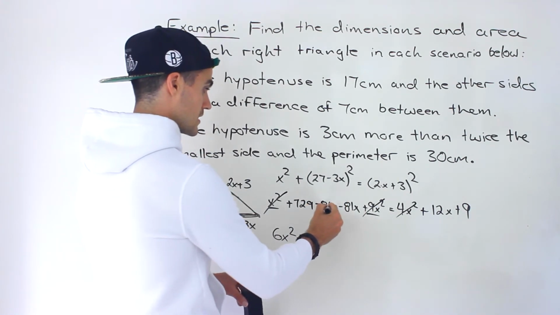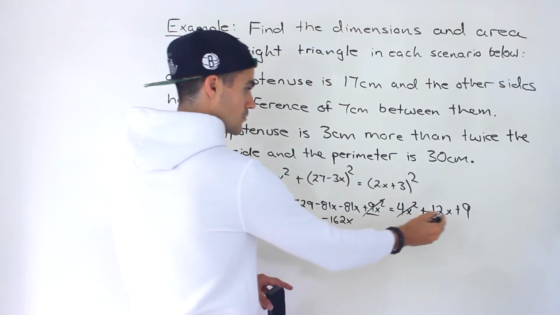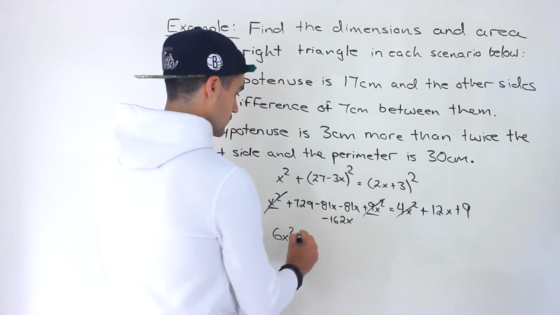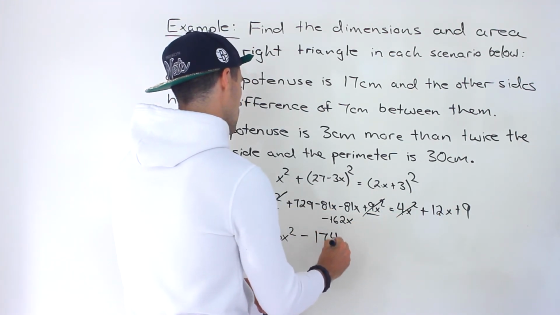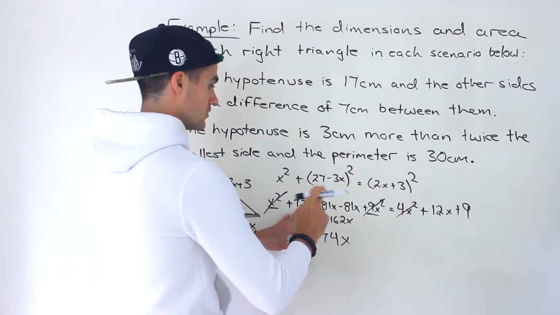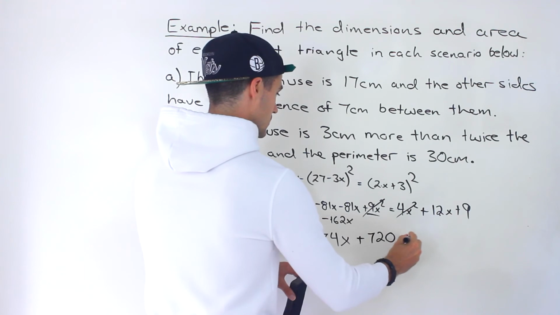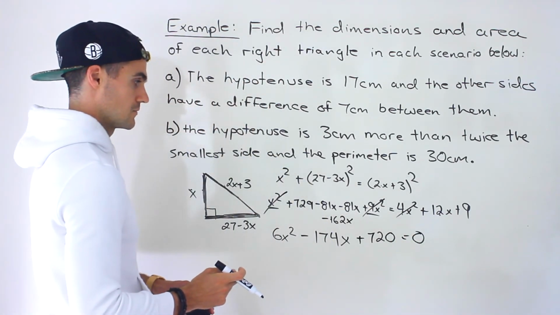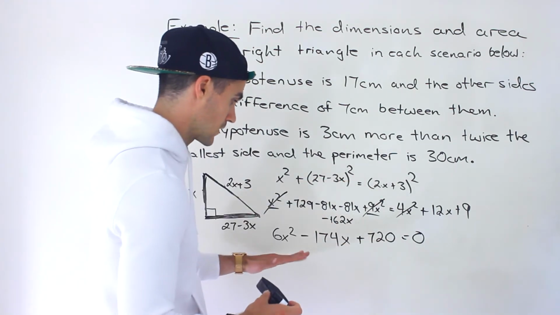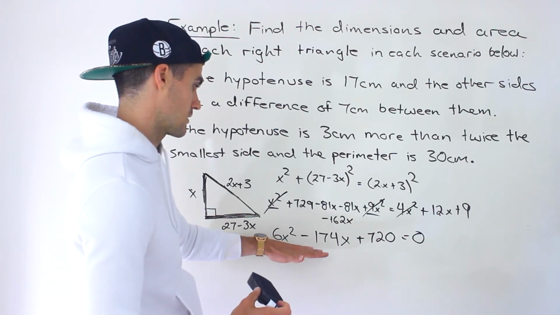And then we'll have minus 81x, which would give us minus 162x. Bringing this over, that would give us negative 162 minus 12, which would give us minus 174x. Then we'll have 729. Bring the 9 over. 729 minus 9 would give us 720. And that's going to equal 0. Like that. Right? So once you expand all this, bring it over to one side, whichever way you want to do it, just make sure that you're getting this quadratic right here.